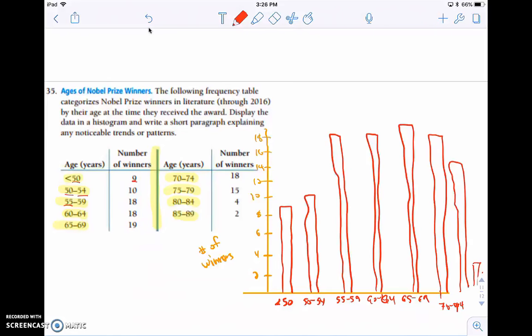As we look at this trend, as age increases, we see more Nobel Peace Prizes, and then at kind of 70 to 74, we begin to see a decrease, and then a quick drop off as people age and get into their 80s. So that's just a look at how you'd create that histogram.